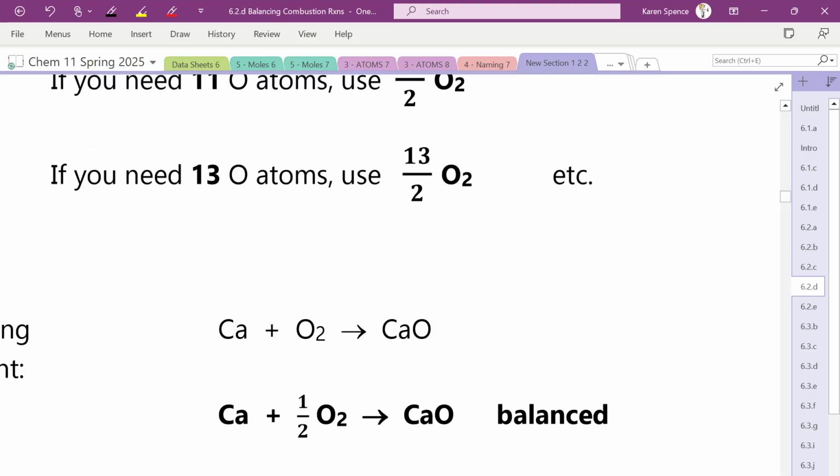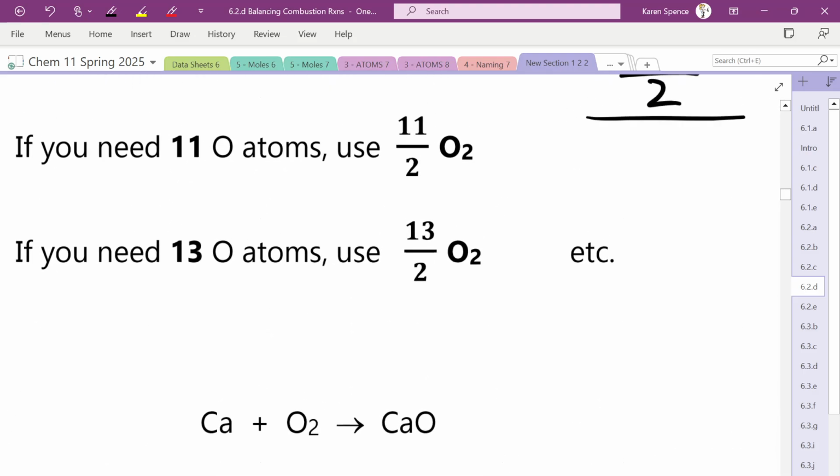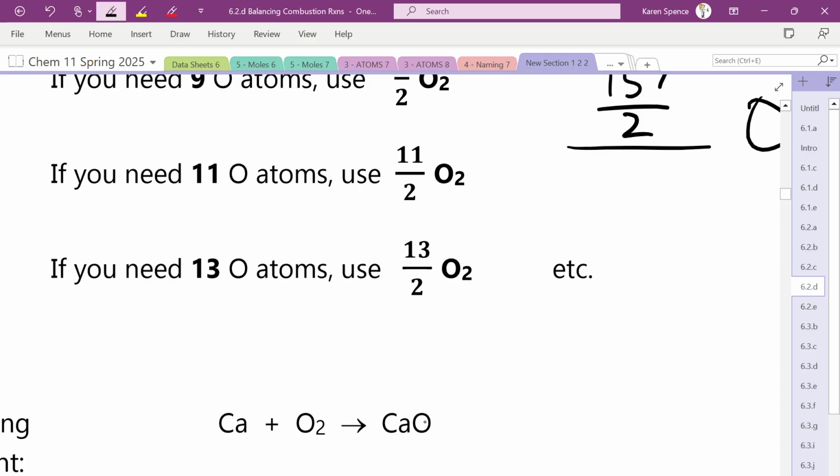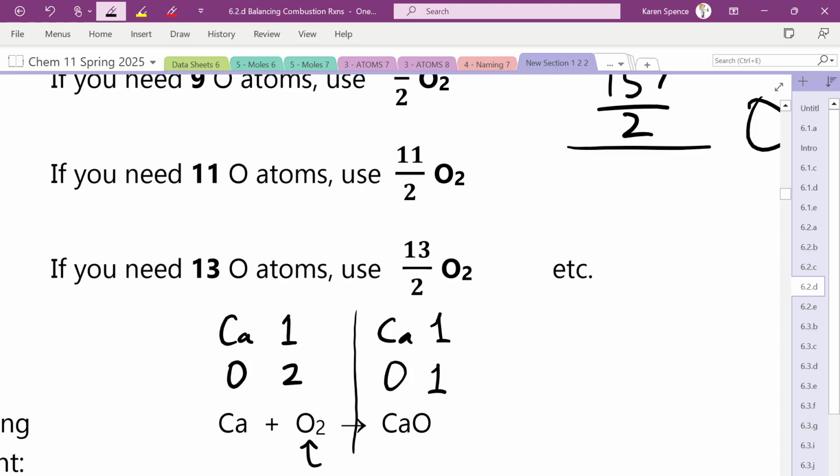See how it goes. We have a Ca plus O2 gives CaO. I didn't leave enough room for a chart, so I'm going to make my chart up top. I've got a calcium and I've got an oxygen on the left. I've got calcium and oxygen on the right. I have 1 calcium, 2 oxygens. I have 1 calcium and 1 oxygen. Could I fix this O so that instead of having 2, I have only 1?